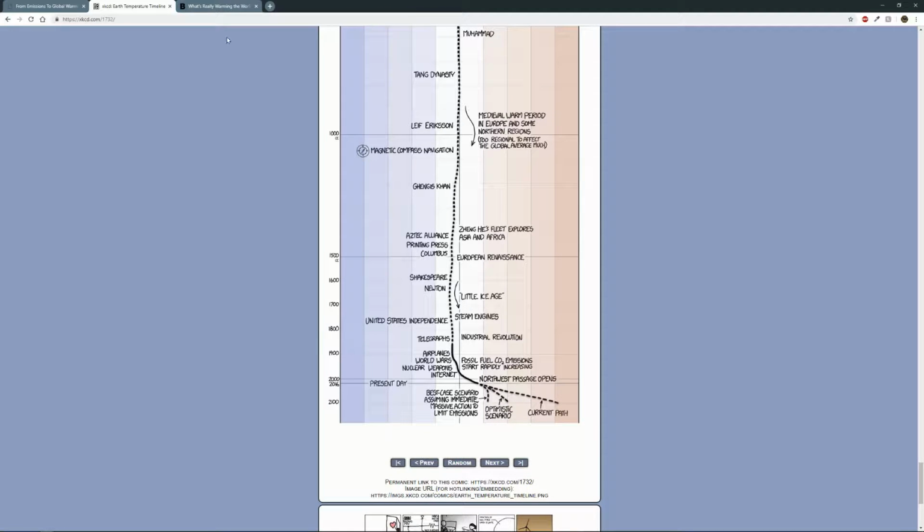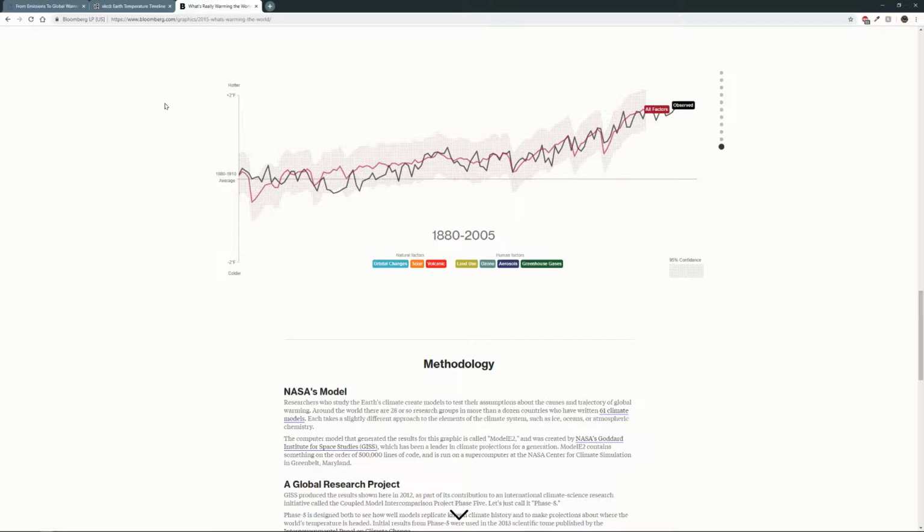Okay, so then we can move to what's really warming the world. So we've talked already in this lecture or series of lectures that we know it is human activity, but people still have the questions of, well, what about the sun, or what about volcanic activity? What does that have to do with it? So let's take a look.